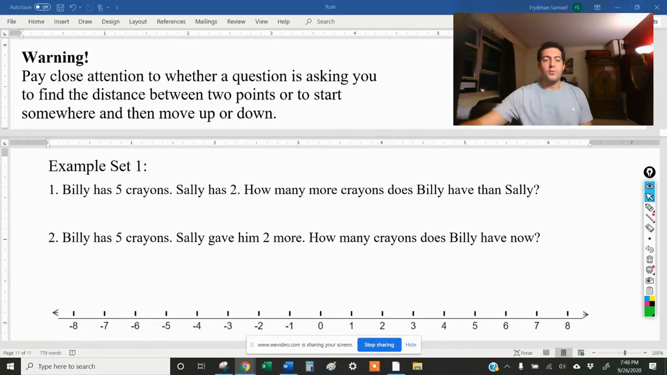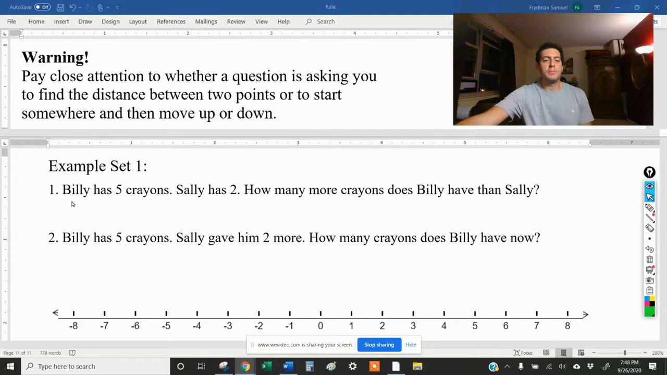Hi everybody, I want to give you a warning in this video. Pay close attention to whether a question is asking you to find the distance between 2 points or to start somewhere and then move up or down. And when I say up or down, if the number line is horizontal, then I mean right or left. Okay, so let's look at the first example set.